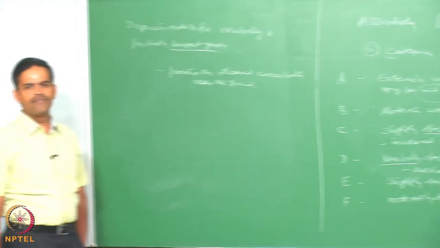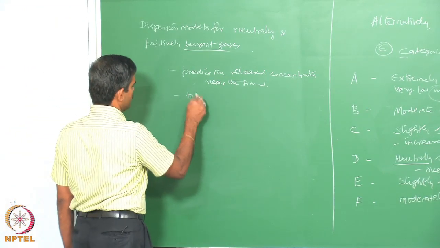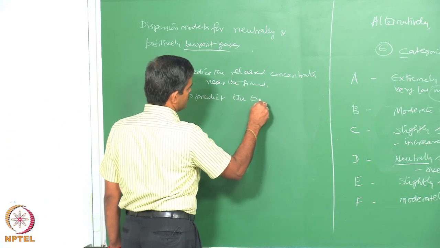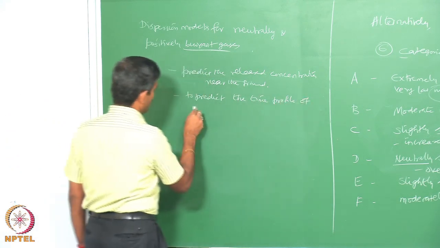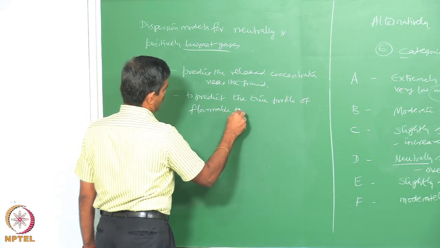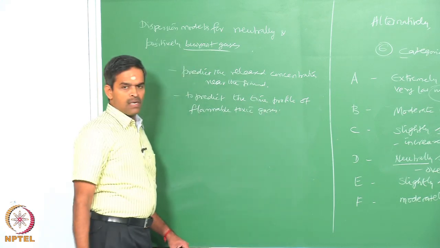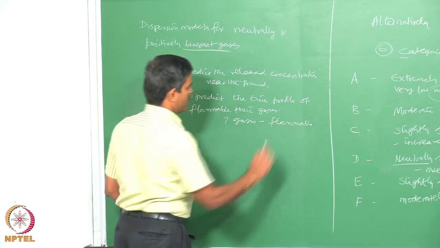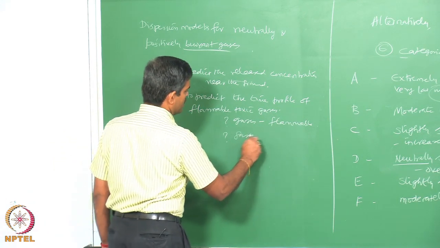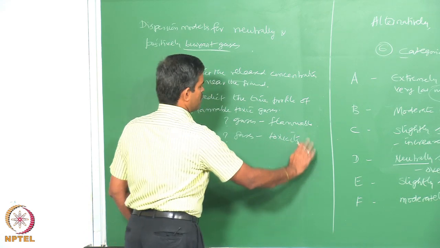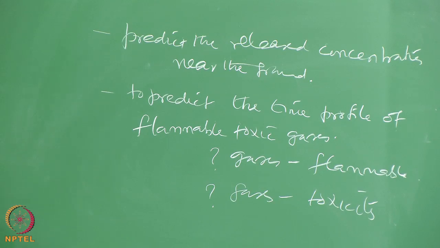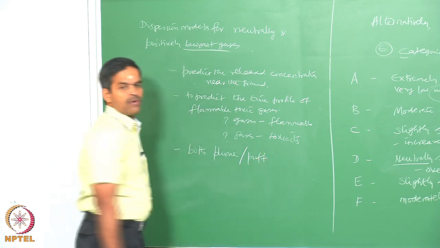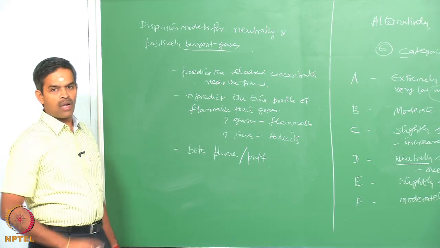The second could be they are helpful to predict the time profile of flammable toxic gases. It means under what conditions the gases will become flammable, under what conditions the toxicity of the gases can become severe. Both can be interestingly studied and this can be predicted from this model. So, one can generally use both Plume and puff release models to study the vapor cloud dispersion.